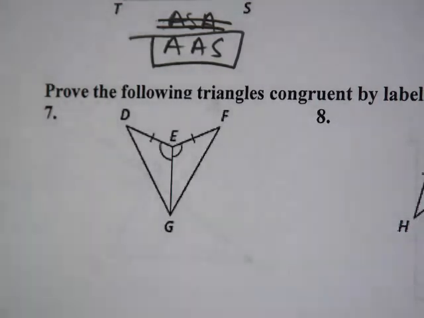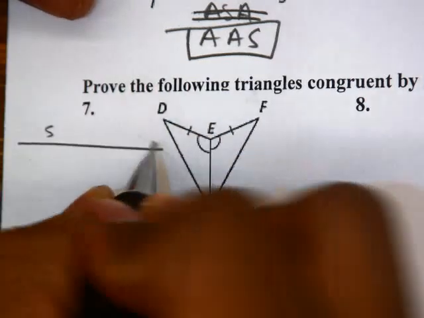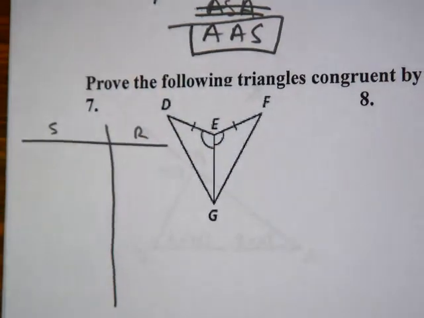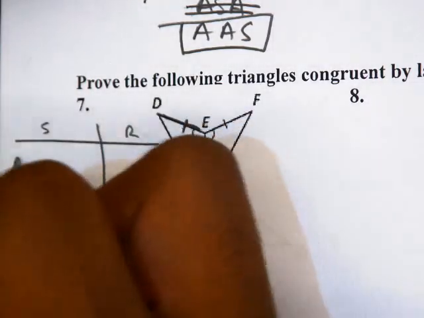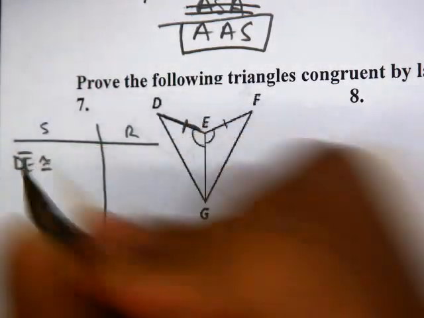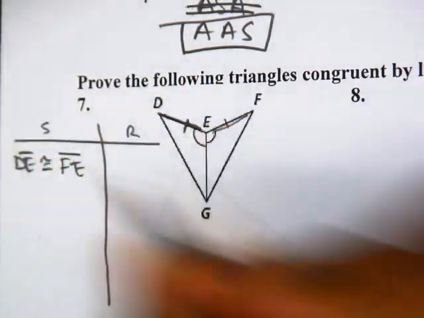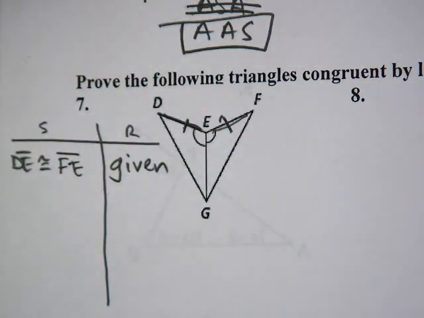In 7, I have to actually do the proofs. I have to prove the following triangles congruent, labeling triangles, and naming the theorem. So I have to do a proof with statements and reasons. My first statement is going to be anything that's given to me: DE congruent to FE. And that's given to me from the markings. They tell me those are congruent.